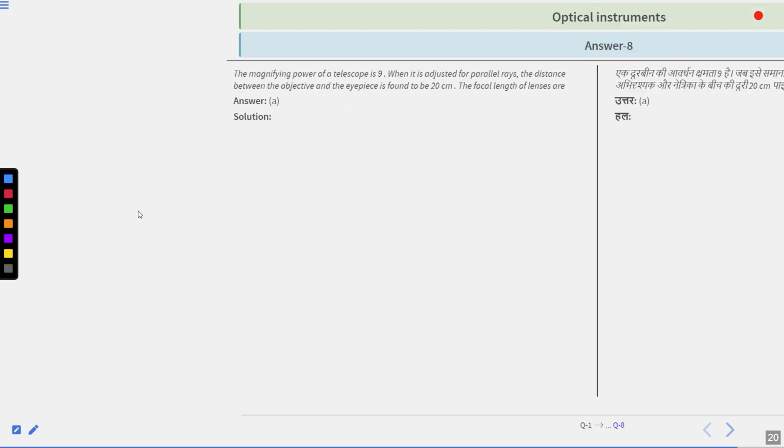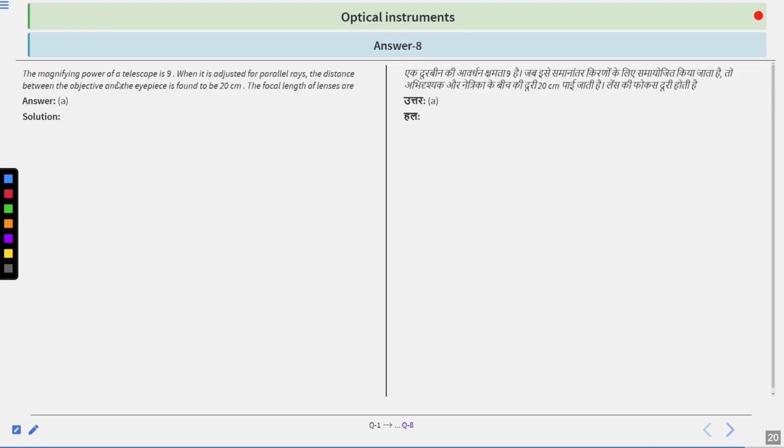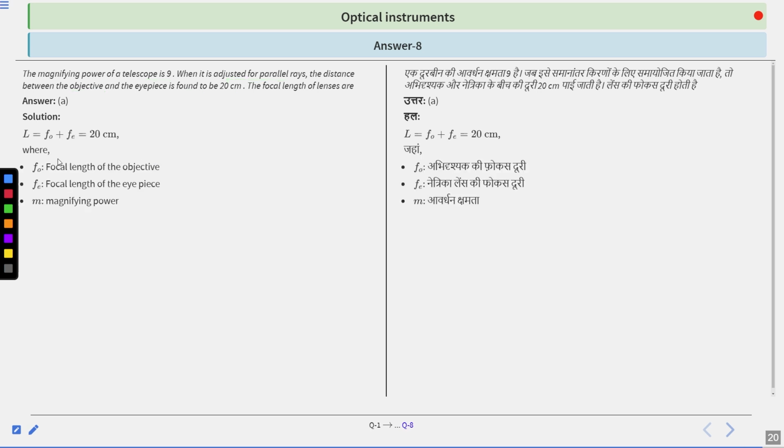Let's see the solution. The magnifying power of a telescope is 9 when it is adjusted for parallel rays, and the distance between the objective and eyepiece is found to be 20 centimeter. What are the focal lengths of the lenses? So the distance between the objective and eye lens is represented by L, and that is equal to FO plus FE, equal to 20 centimeter, which is given in this question.